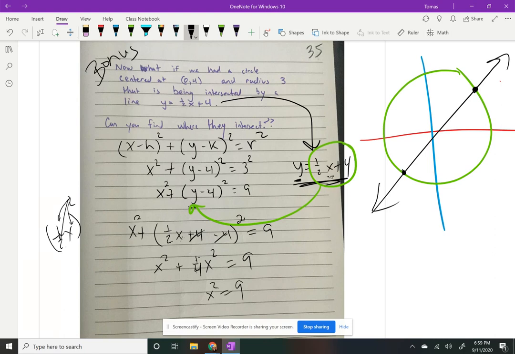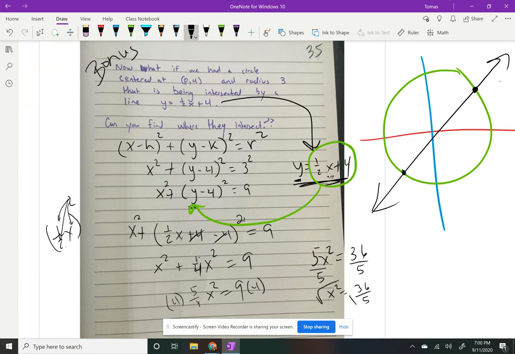Okay. So now when we add these, this would become 5/4 x squared. Now you're probably thinking, man, I don't want to deal with fractions, but it's all right. It's not too bad. To get rid of a divide by 4, we multiply by 4. So now we have 5x squared equals 36. Divide by 5, divide by 5. x squared equals 36/5.